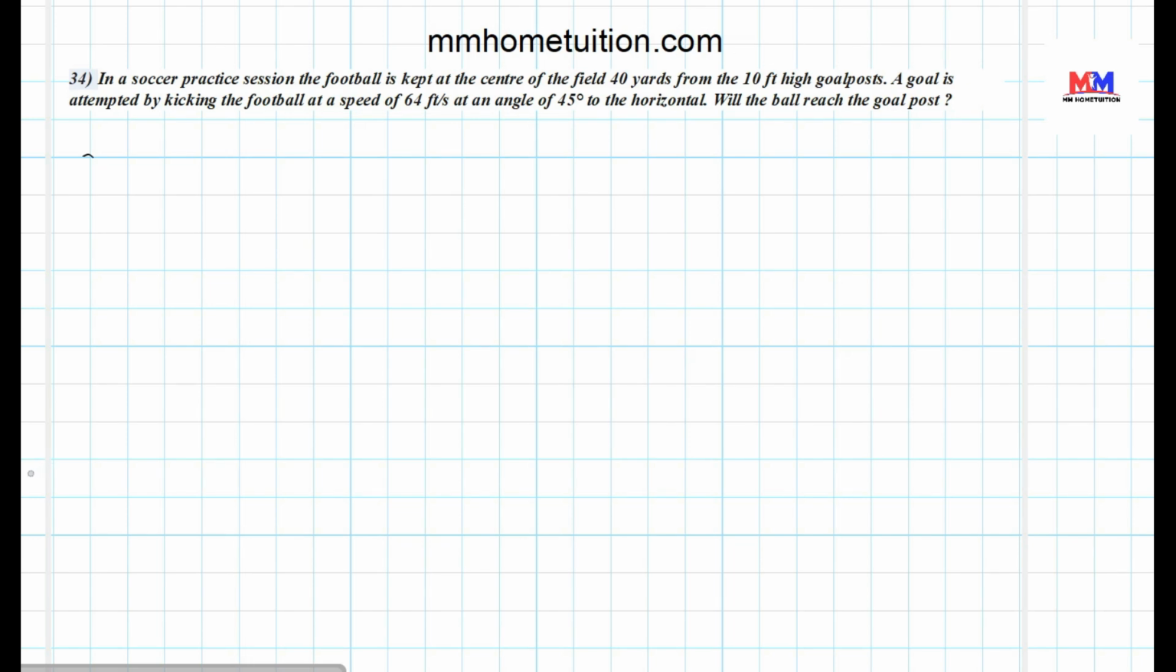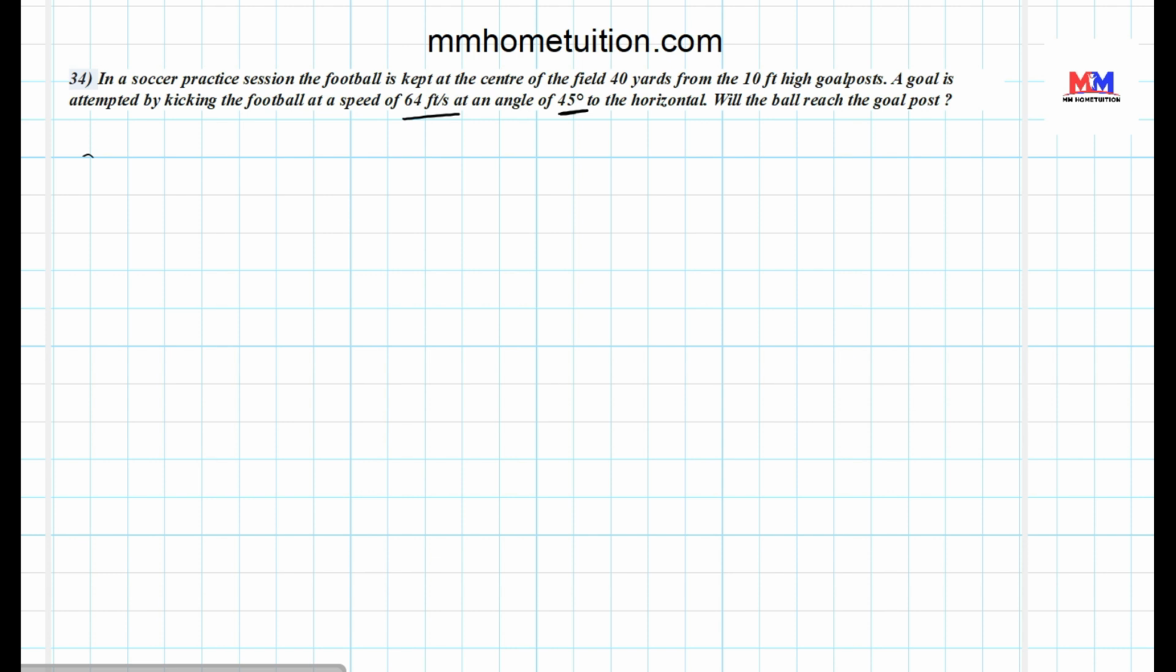Sir, practice session. The football is kept at the center of the field, 40 yards from the 10 feet high goal post. Goal is attempted by kicking the ball at a speed of 64 feet per second at an angle of 45 degree with the horizontal. Will the ball reach the goal post?